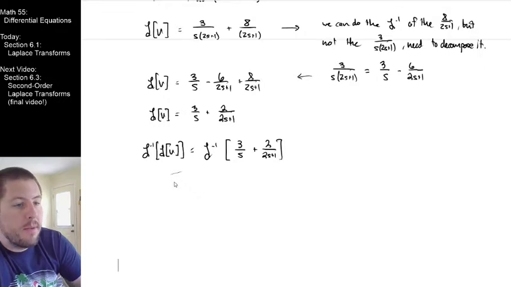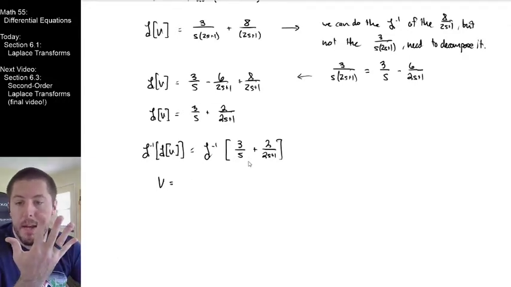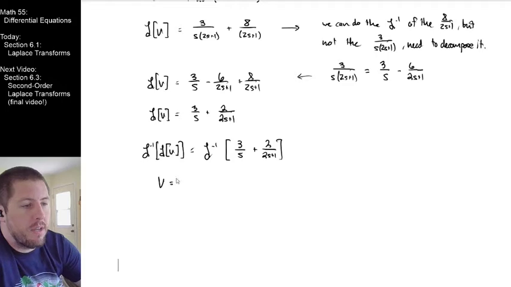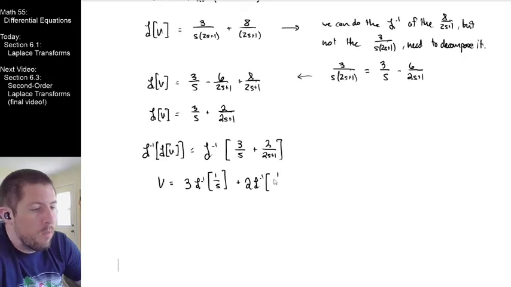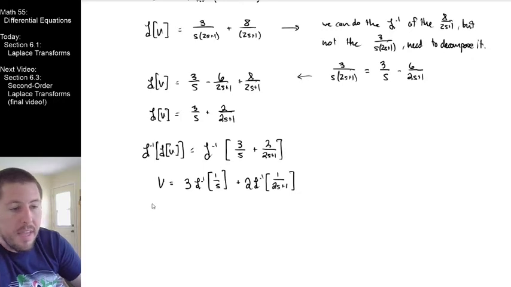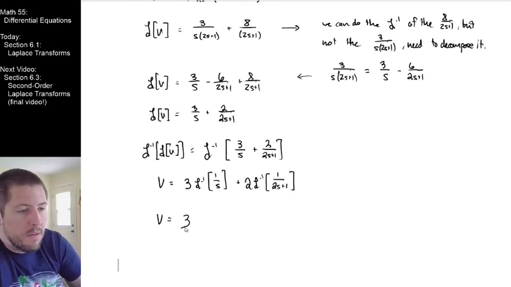Over here, that's going to leave me just with the v that we're solving for on the left. On the right, I want to rip this thing apart by addition and subtraction and pull my constant multiples out front. So this is going to give me 3 times the Laplace inverse of 1 over s, and I know how to do that one, plus 2 times the Laplace inverse of 1 over 2s plus 1. And this one I don't quite know what to do with yet, but I think I can figure it out.